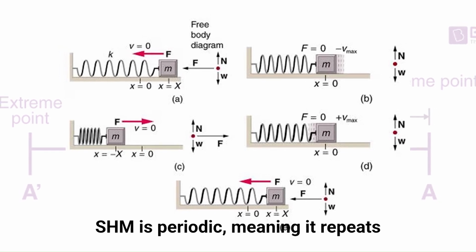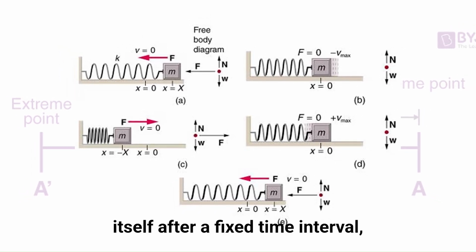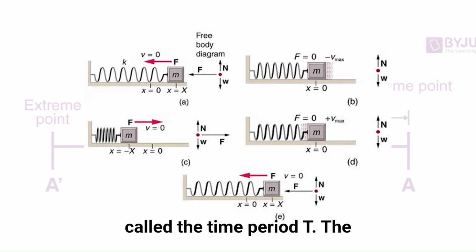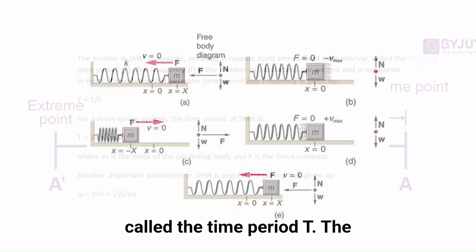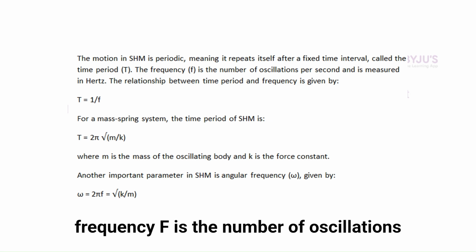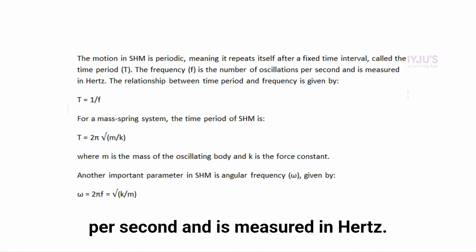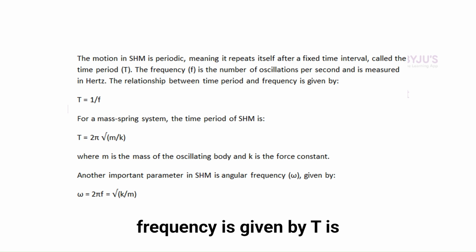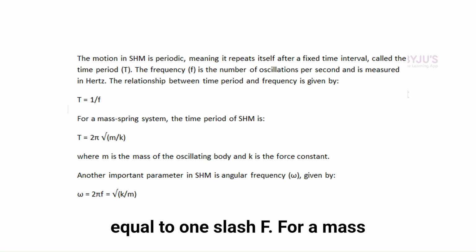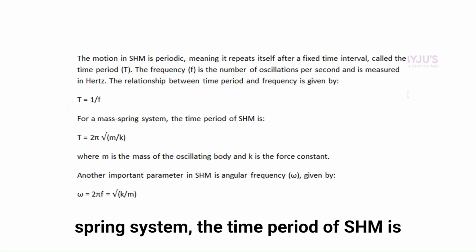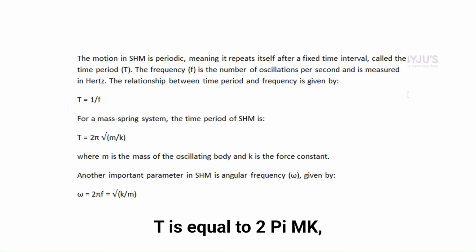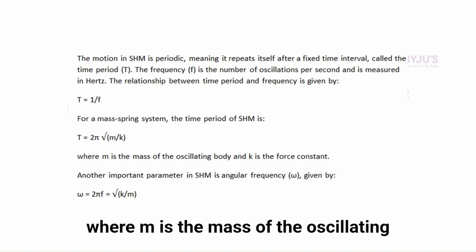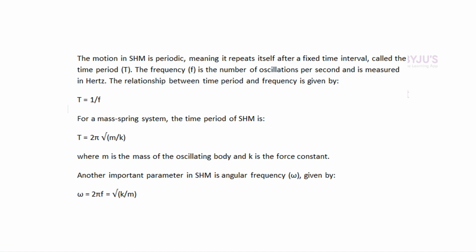The motion in SHM is periodic, meaning it repeats itself after a fixed time interval, called the time period, T. The frequency, f, is the number of oscillations per second and is measured in hertz. The relationship between time period and frequency is given by T = 1/f. For a mass-spring system, the time period of SHM is T = 2π√(m/k), where m is the mass of the oscillating body and k is the force constant.